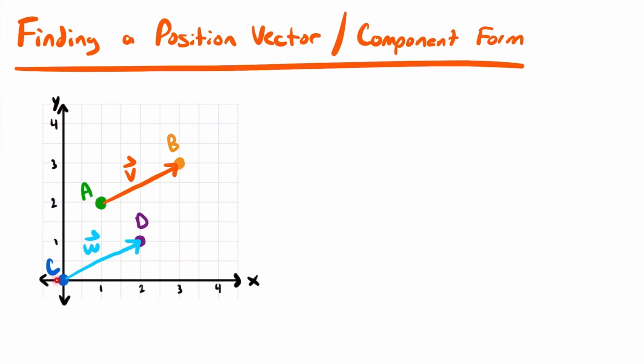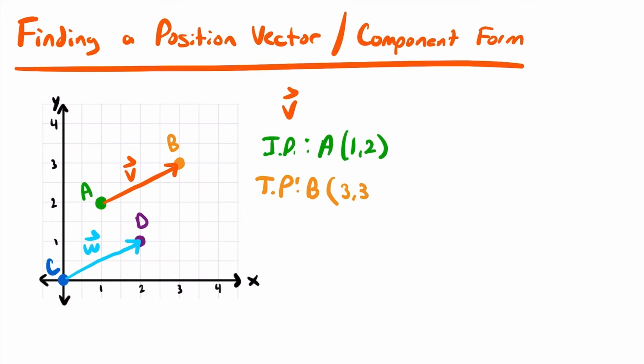Its initial point is at the origin, but vector v is not a position vector. But we can turn it into a position vector, or in other words, find its component form. And so here's how we can do that. Remember that for vector v, the initial point is A, which is (1, 2). That's this point right here, (1, 2). And the terminal point was point B, which is at the point (3, 3). So we have (3, 3).